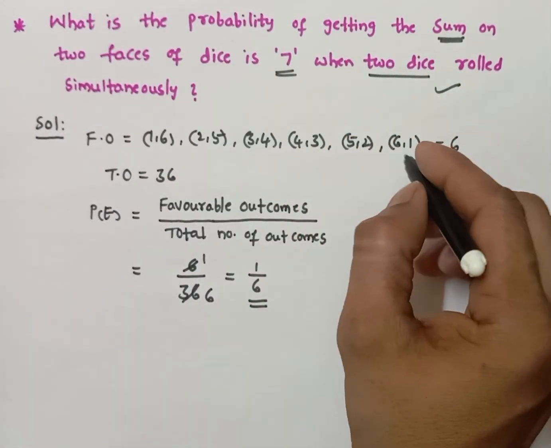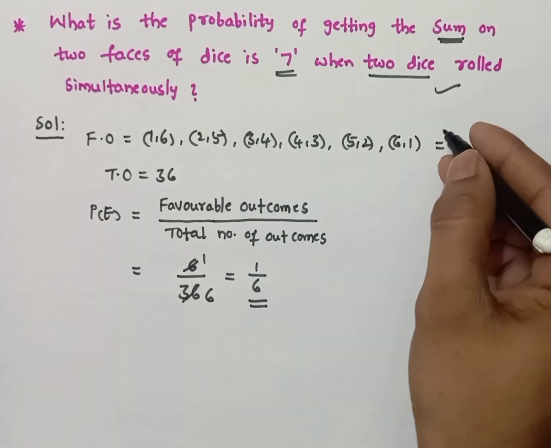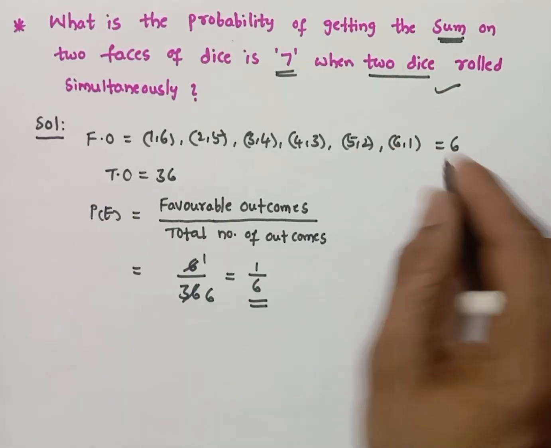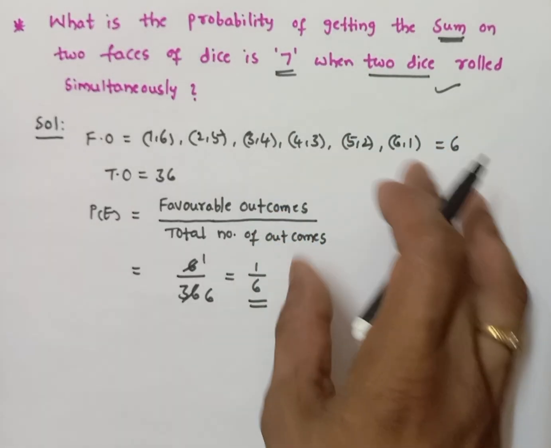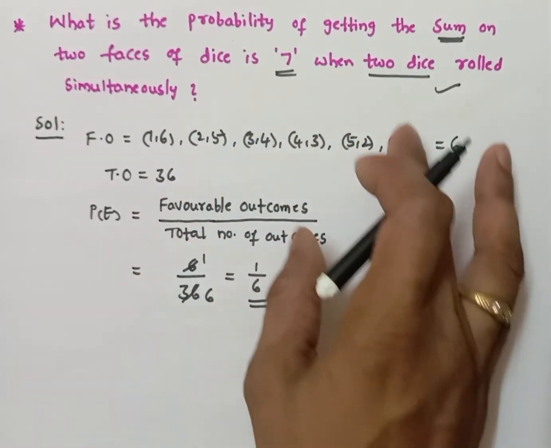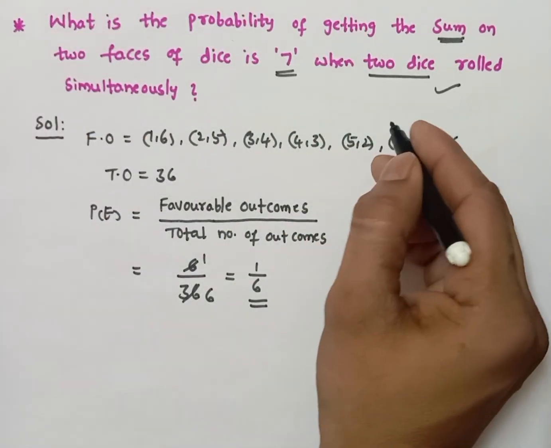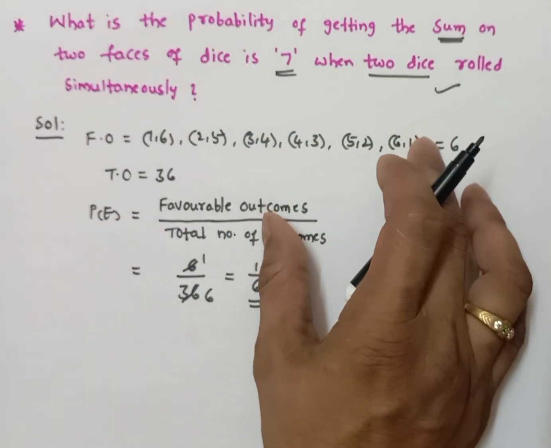Like the sum is more than 7, or more than 5, or a multiple of 5. We may get questions like these also. Whatever is asked, according to that, based on the 36 outcomes, we can do it. Okay, thank you.